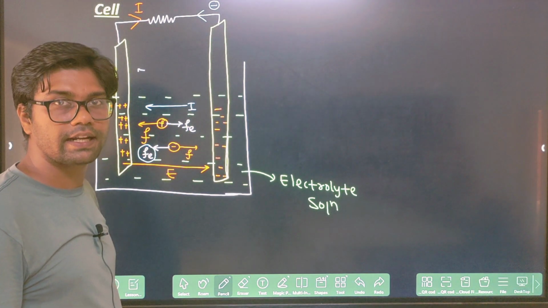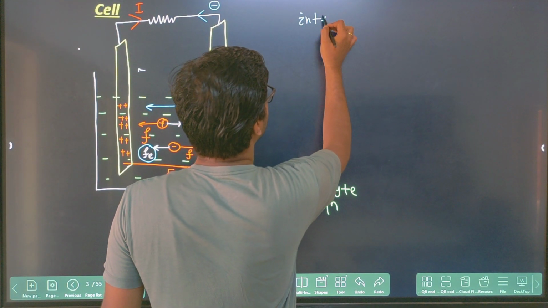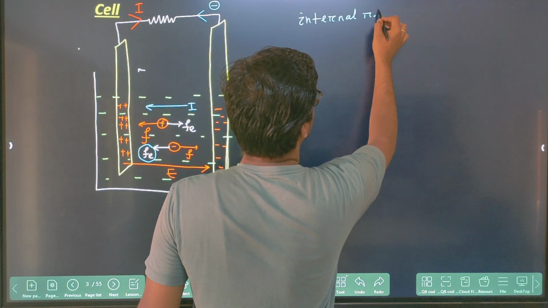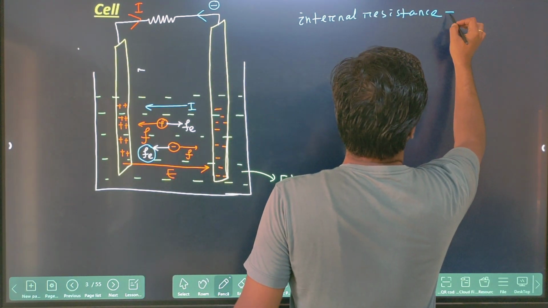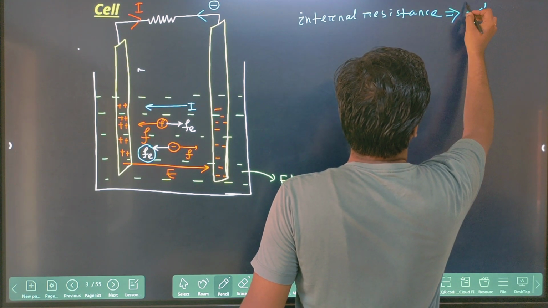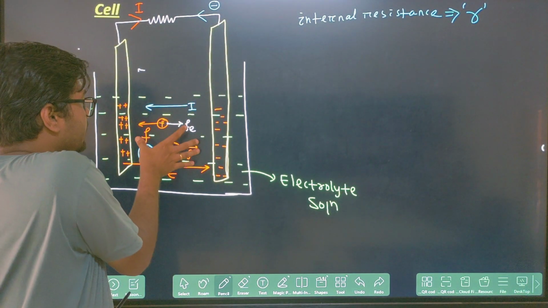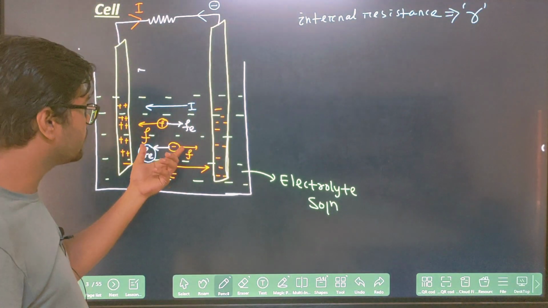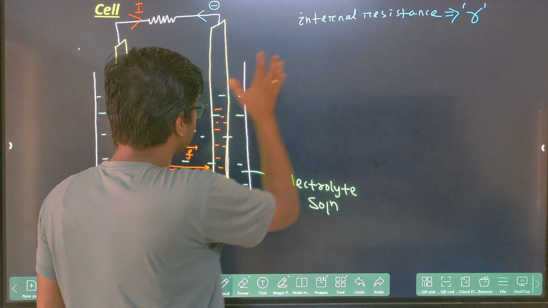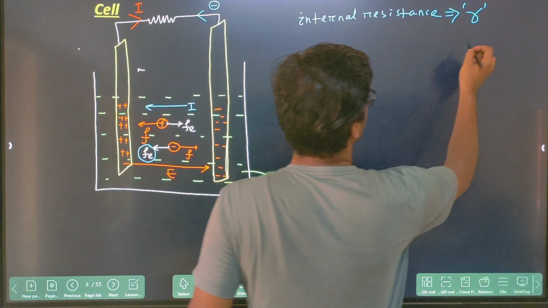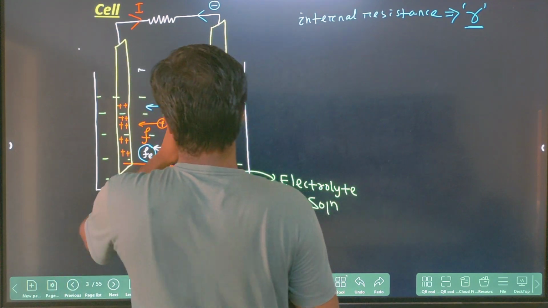Clear? So inside the electrolyte, if a current is flowing, that means there is some resistance inside the electrolyte, and that resistance I call internal resistance, and that is small r, right? This is called internal resistance. This resistance is inside this cell, or if you take many cells, inside this battery. The resistance is due to the cell, or inside the cell.